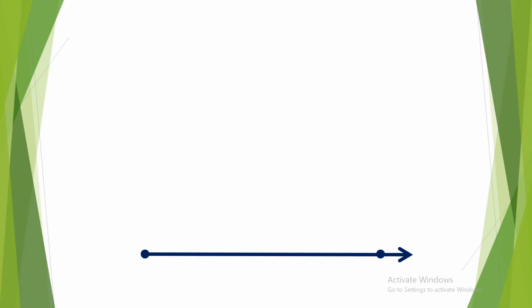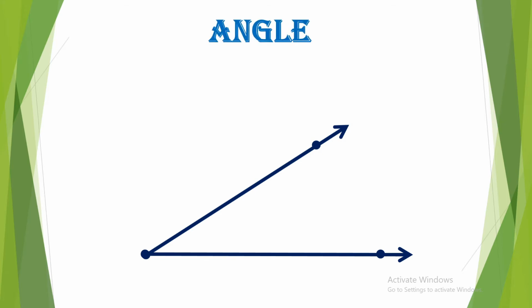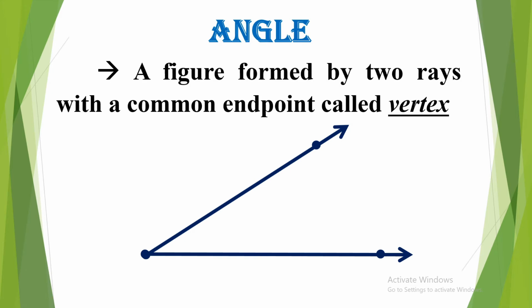Next, we have here a ray, and then another ray. If we combine those two rays such that their endpoints are now common or the same, what do we call this one? Very good. It's an angle. With definition, it's a figure formed by two rays with a common endpoint called vertex.